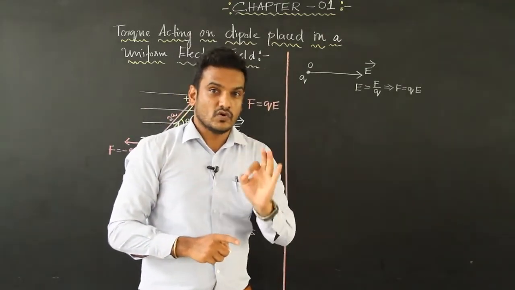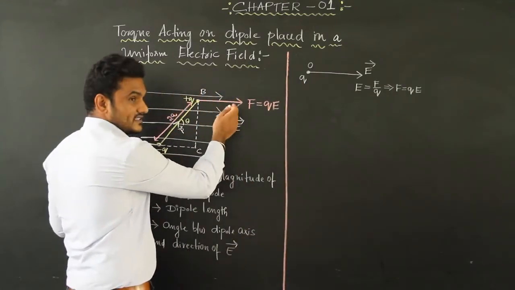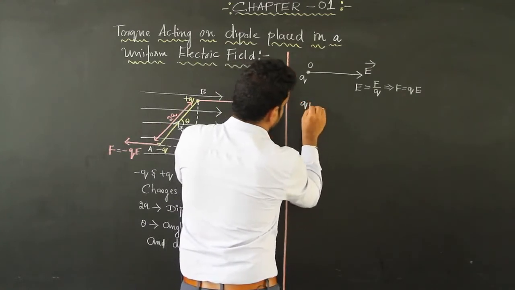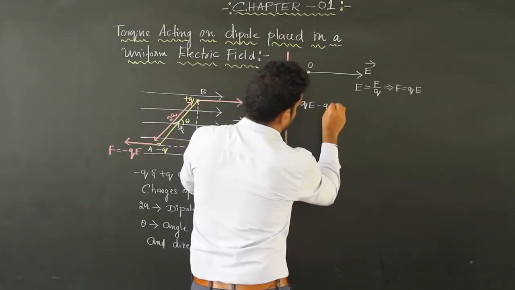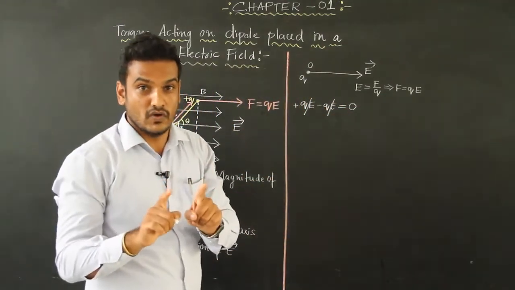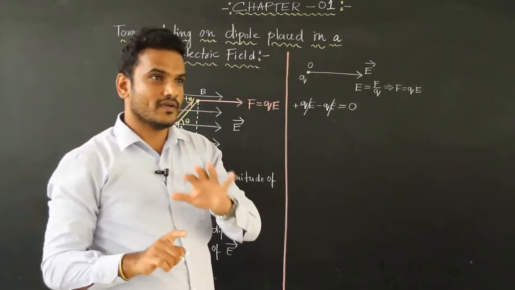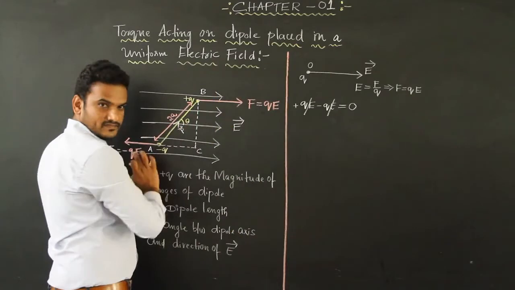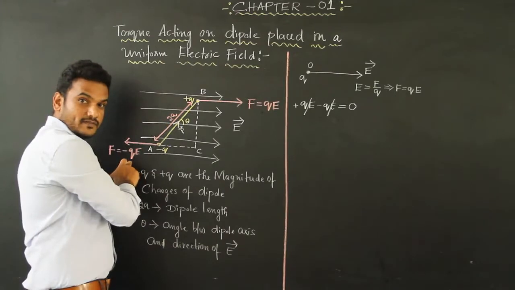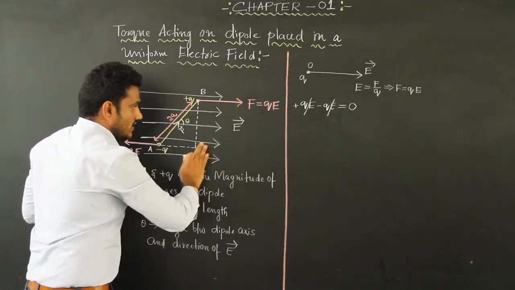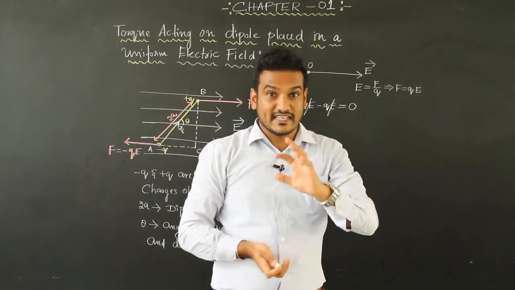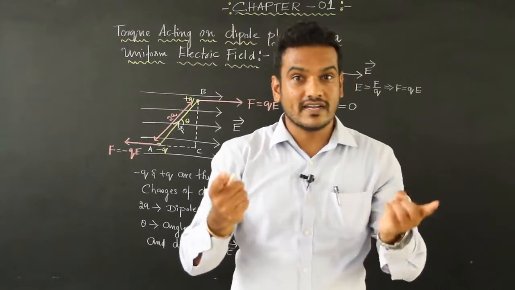Since the total force acting on a dipole is 0. Why is it 0? Two forces, you just add two forces, plus QE minus QE. So what will happen? Cancel. So the net force acting on a dipole is 0 when the dipole is placed in uniform electric field. So this is force experienced by a positive charge, force experienced by negative charge. So the total or net force acting on a dipole is 0.